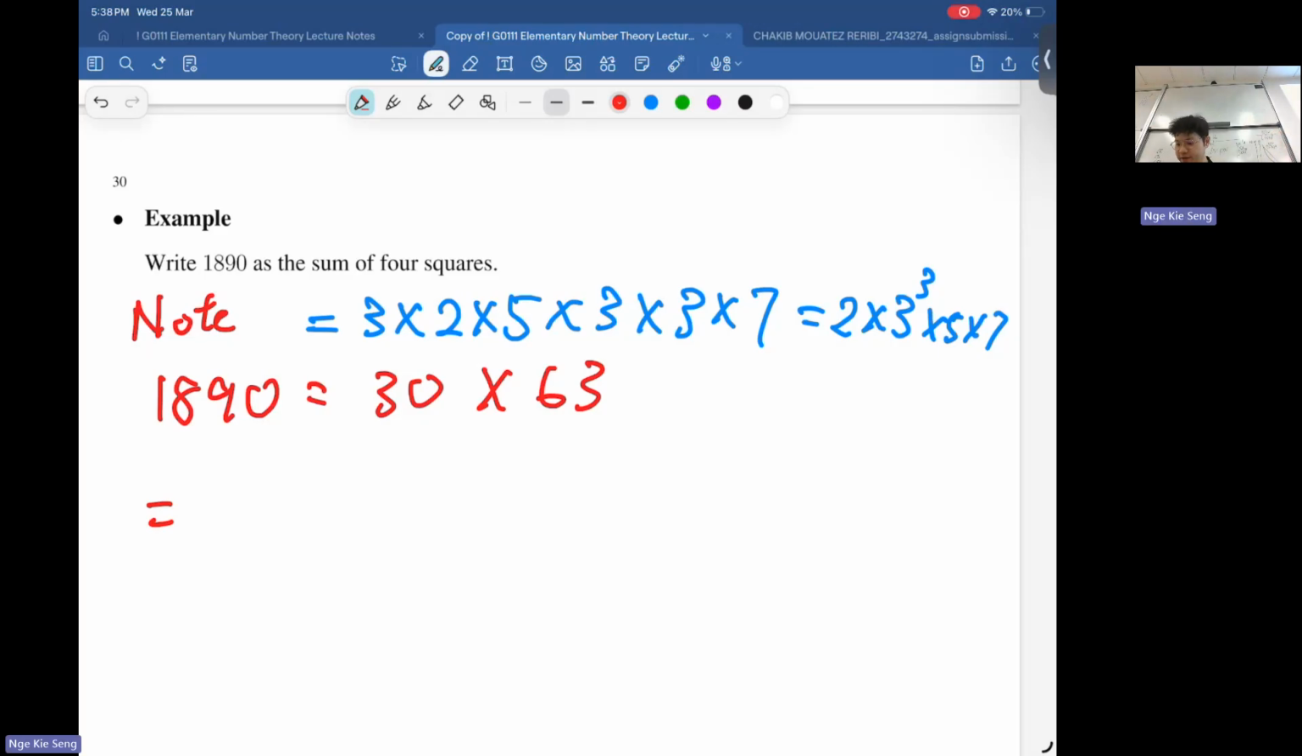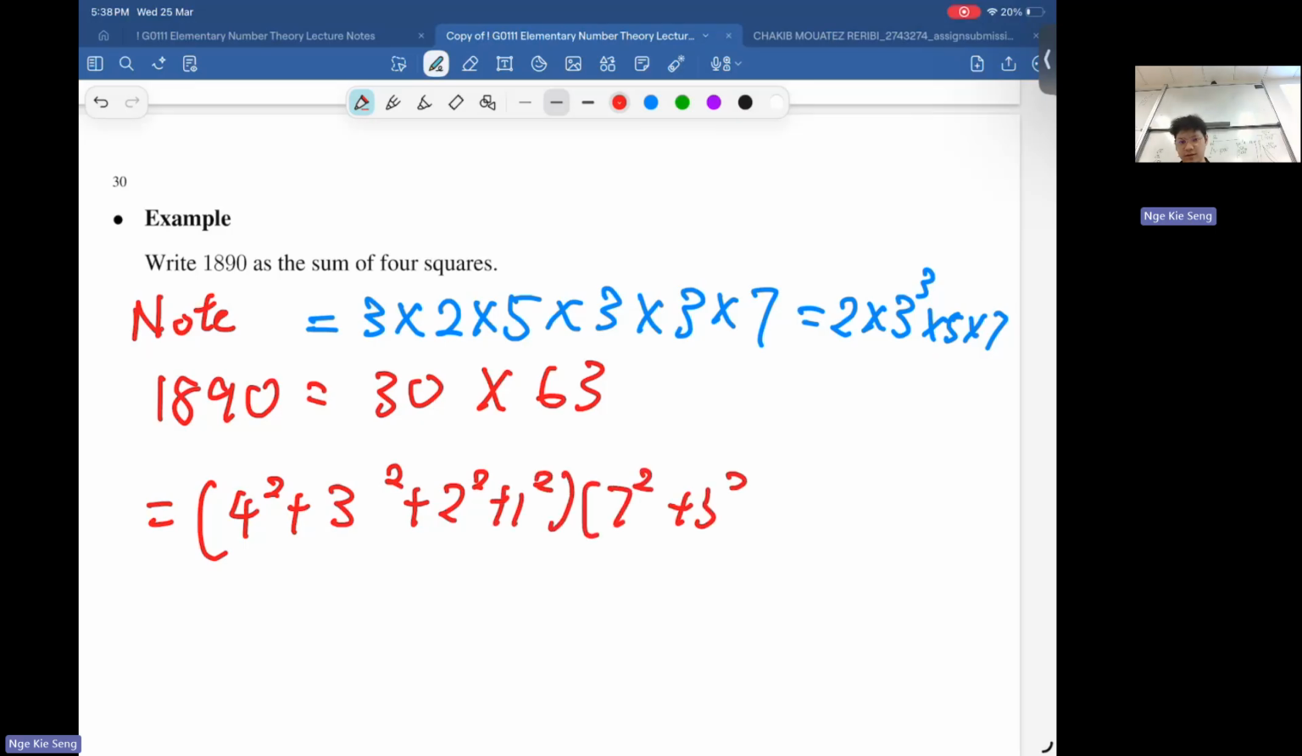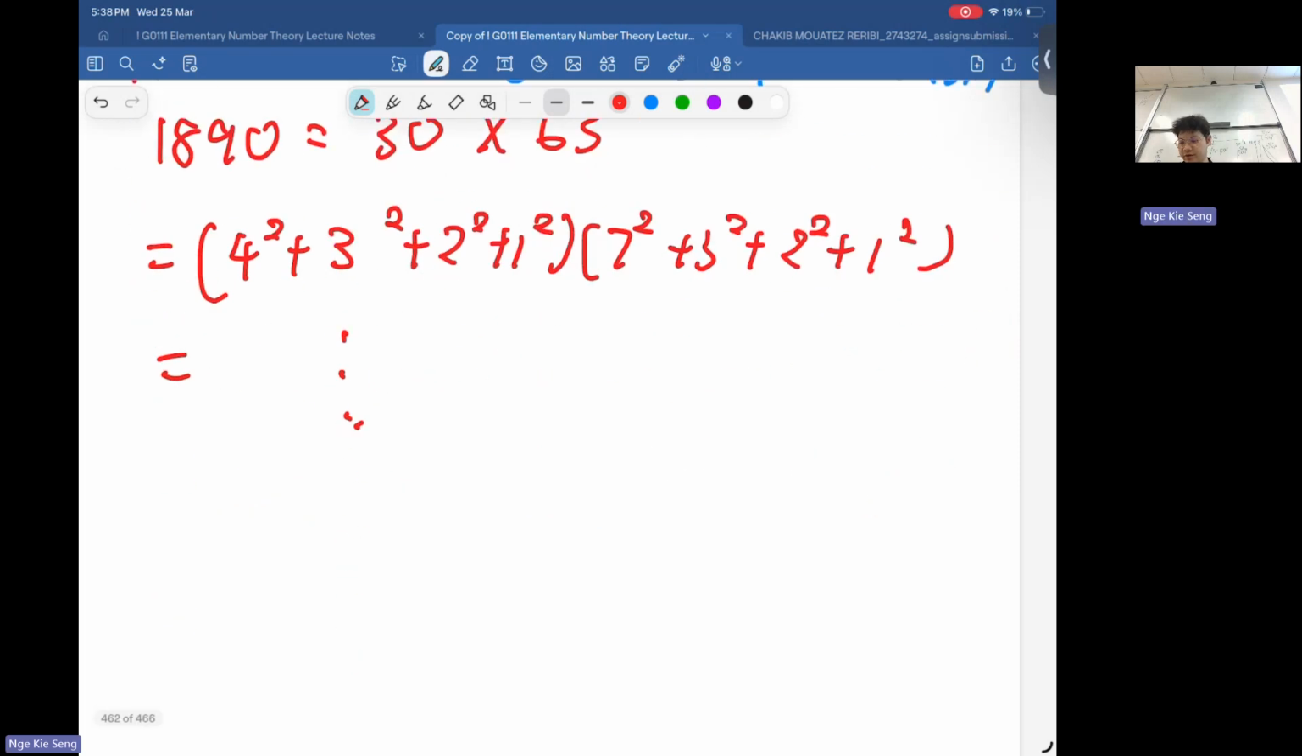Okay, so let's say you split into 30 and 63 only, then you just need to deal with 4 squared plus 3 squared plus 2 squared plus 1 squared, and then 7 squared plus 3 squared plus 2 squared plus 1 squared. Okay, I don't have the answer for this. You should continue.